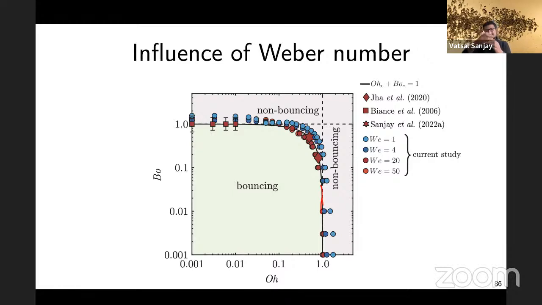And this spread that we see is because of the influence of this Weber number that's narrow, but it's still present. So both this critical Ohnesorge and critical Bond number still have a dependence on Weber number, but most likely it's a second order dependence. It's because all of these lines fall very close to this Bond plus Ohnesorge critical equals to 1 formula that we just derived.